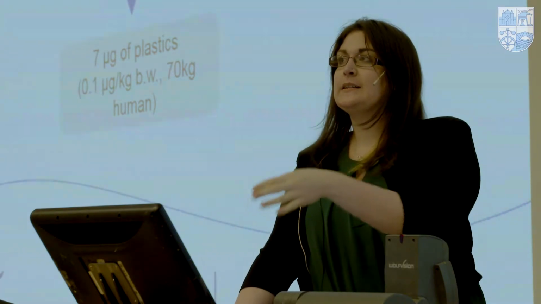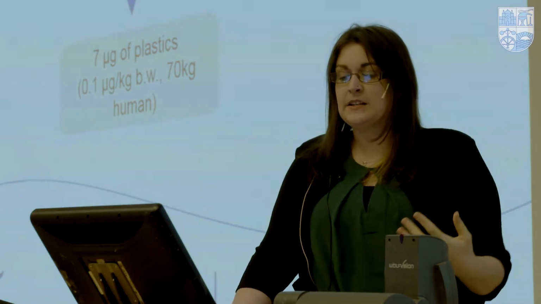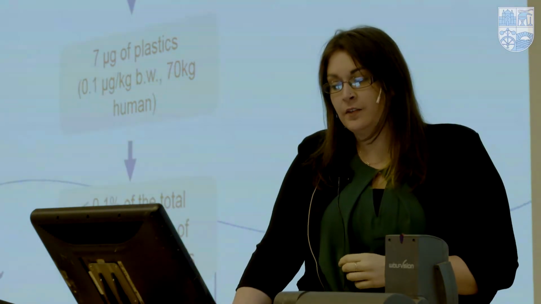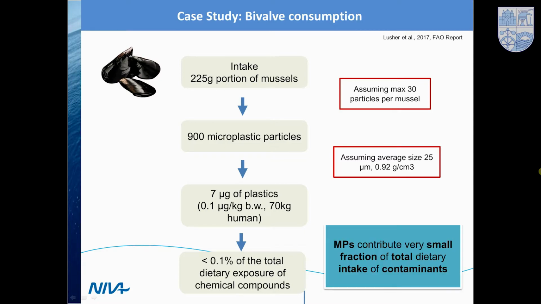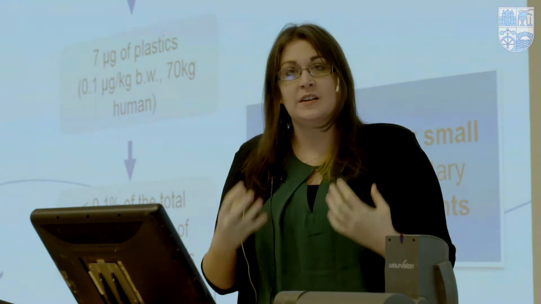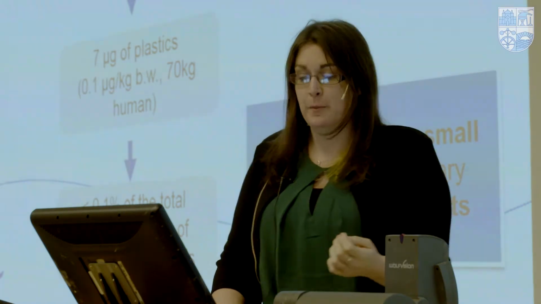We've discussed that plastics can harbour chemicals, potentially through absorption and additives that are incorporated. And it turns out that the plastics would contain 0.1% of the total dietary exposure of any chemical compounds, which would lead us to say that microplastics contribute a very small fraction of the total dietary intake of contaminants. And there are many other sources of contaminants available to us. I won't go into them, but we should also consider the other routes of health implications rather than just microplastics.